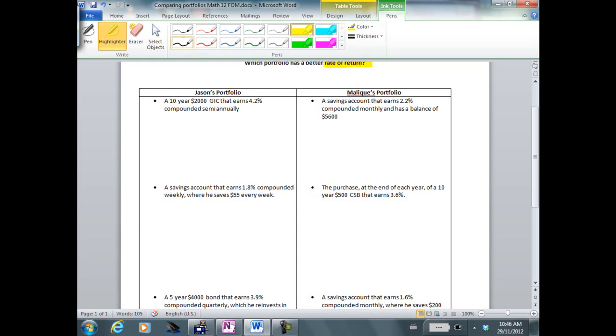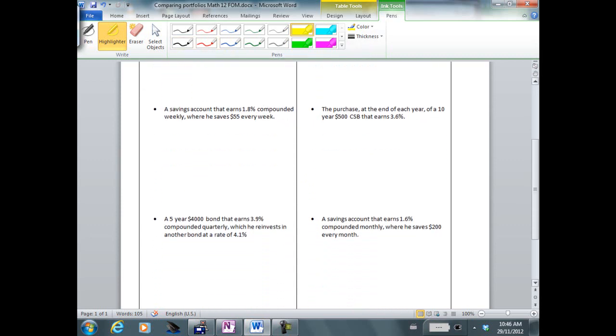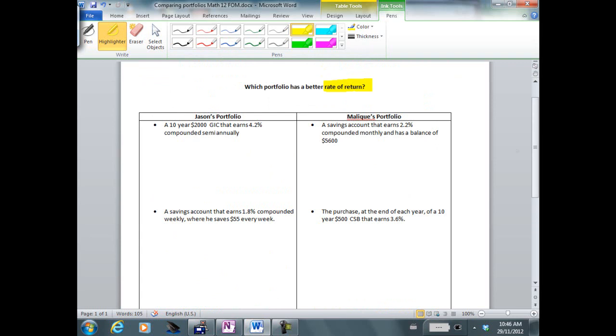Let's start with the first piece. Each person has 3 things in their portfolio. Let's start with Jason. In order for you to do this, you have to find the total principal of all the portfolios. So let's start with the first one: a 10-year, $2,000 GIC at 4.2% compounded annually.